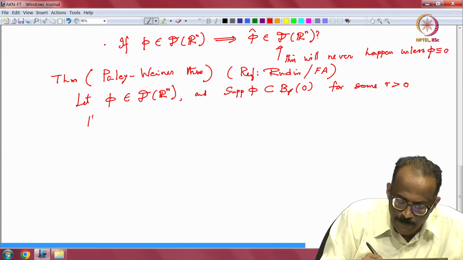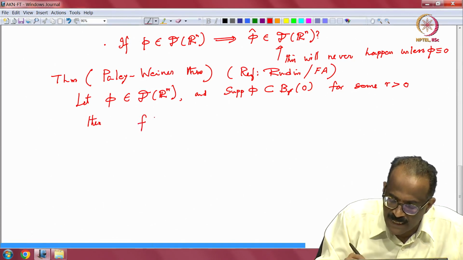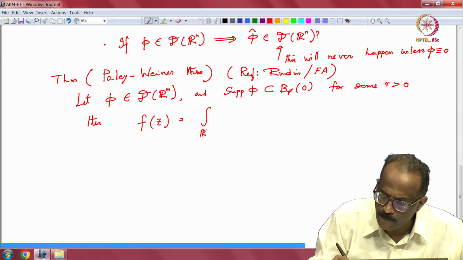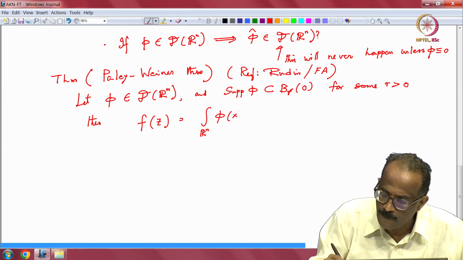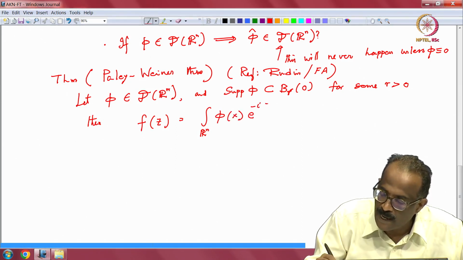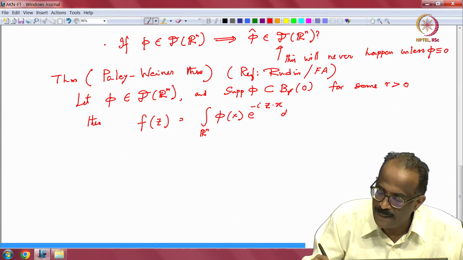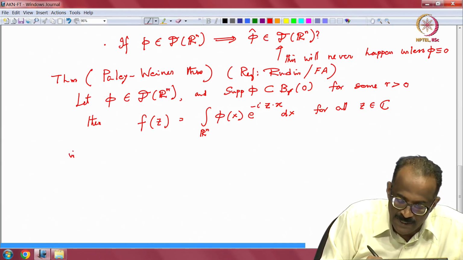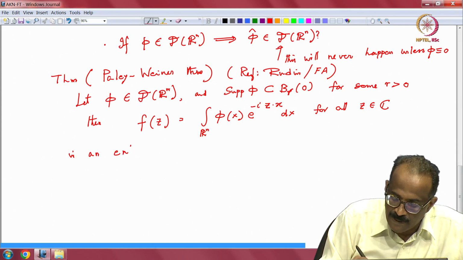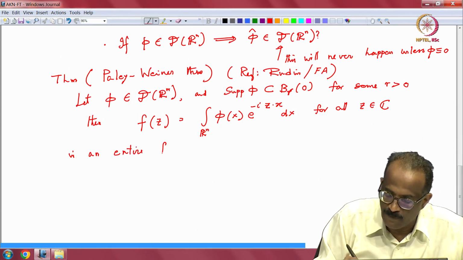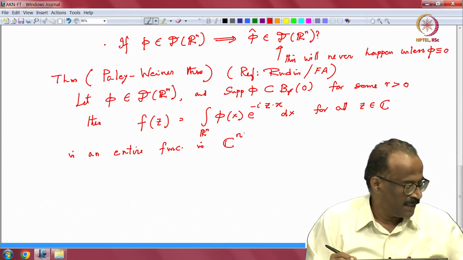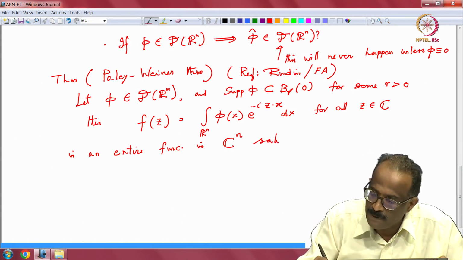And then you can define a function f of z, where z is a complex number, as the integral over R^n of φ of x e power minus i z x dx, for all z in C^n. It is an entire function in C^n, that means analytic in C^n, satisfying the estimate. This is a little deep theorem.